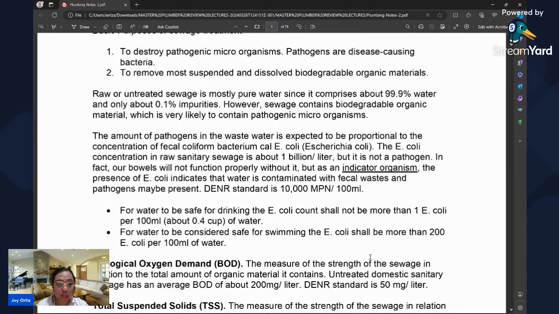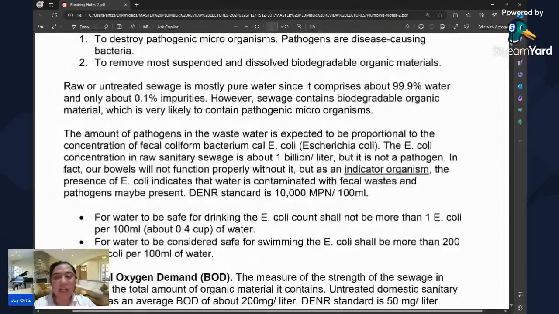The amount of pathogens in the wastewater is expected to be proportional to the concentration of fecal coliform bacteria, Escherichia coli. The E. coli concentration in raw sanitary sewage is about 1 billion per liter, but it is not a pathogen. In fact, our bowels will not function properly without it. But as an indicator organism, the presence of E. coli indicates that water is contaminated with fecal waste and pathogens may be present.